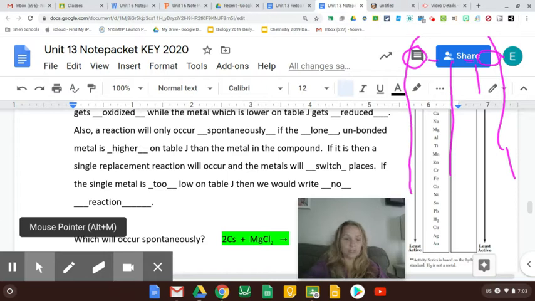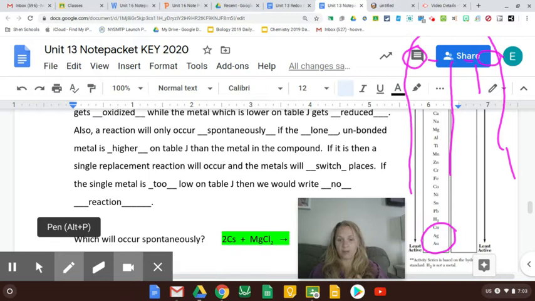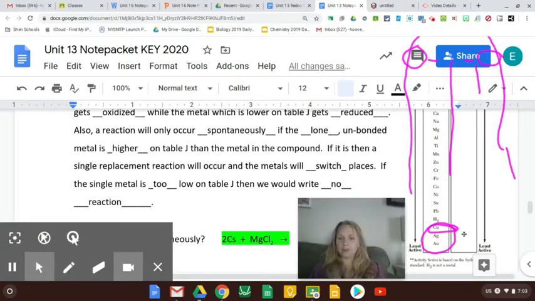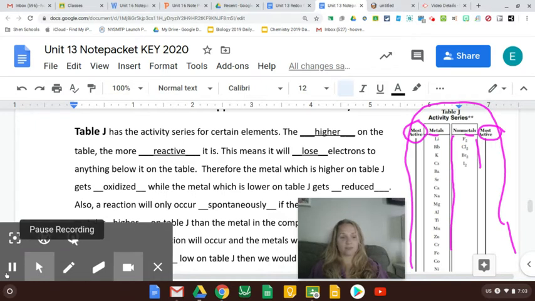There's a reason we choose those, because they're really unreactive, right? You don't want your jewelry reacting with your skin and everything that comes across your hands, and you don't want your copper electrical wires reacting with everything. So we picked the least reactive metals for those. And then at the top are the most reactive things.